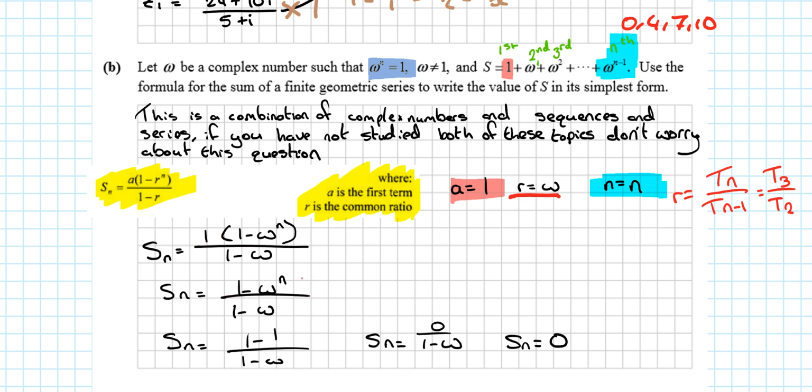What do I know about omega to the power of n? From here, omega to the power of n is 1. So on the top line I have 1 minus 1, which gives 0. And 0 divided by anything is 0. So the final answer is 0. The sum adds up to 0. So 0, 4, 7, 10 marks.